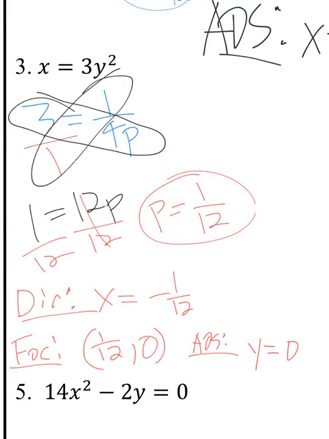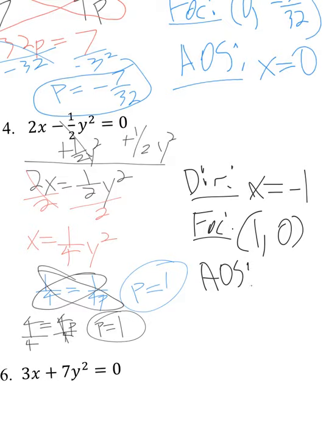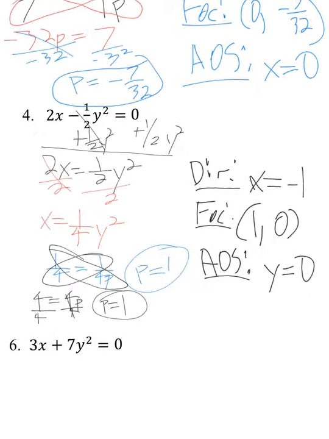That being said, we need to answer the question of what's our focus and directrix. So my directrix here is flip the sign, and then it'll be x equals, since my equation was x equals, so x equals negative 1. My focus is positive 1, 0. And then my axis of symmetry is at y equals 0. And that's everything to say about number 4.